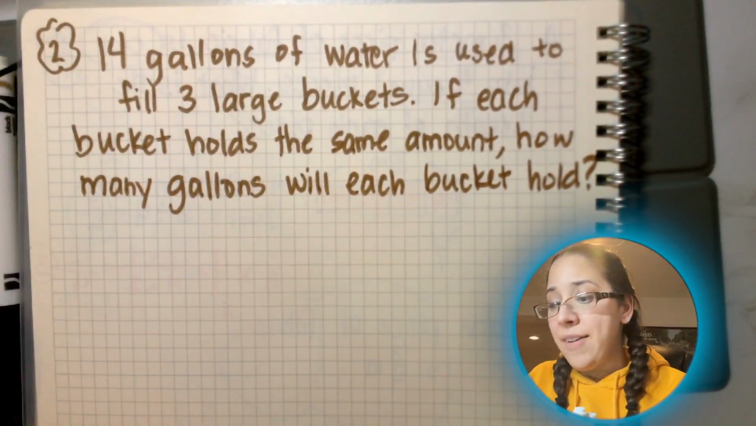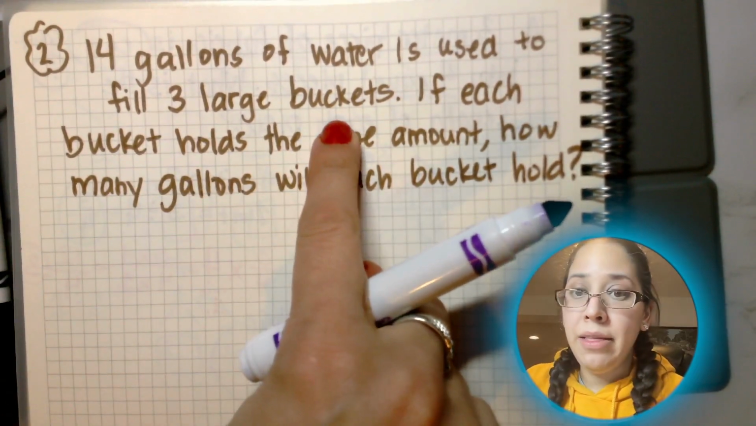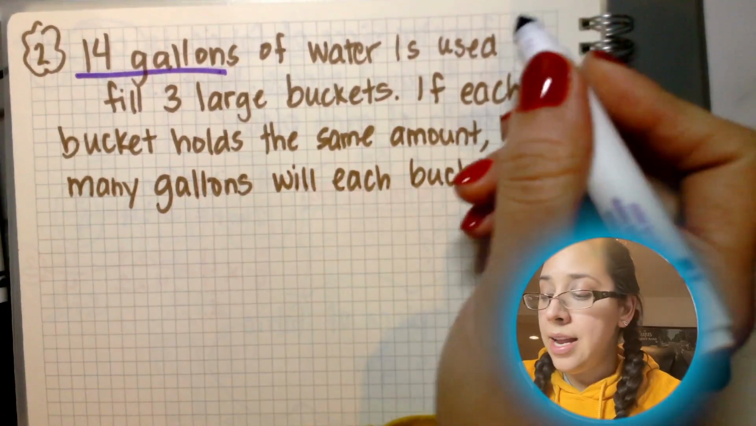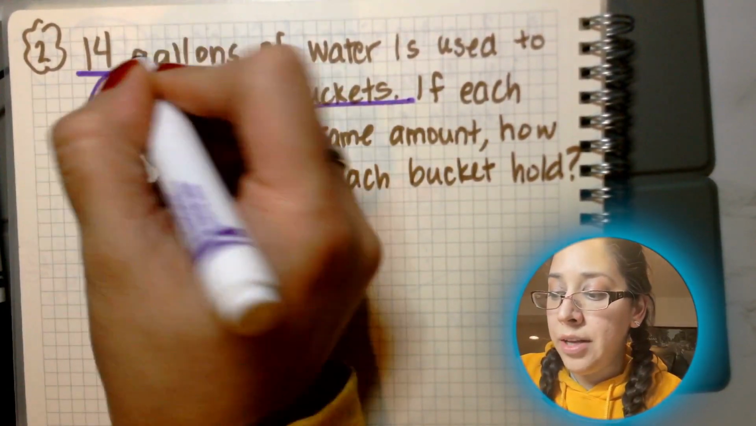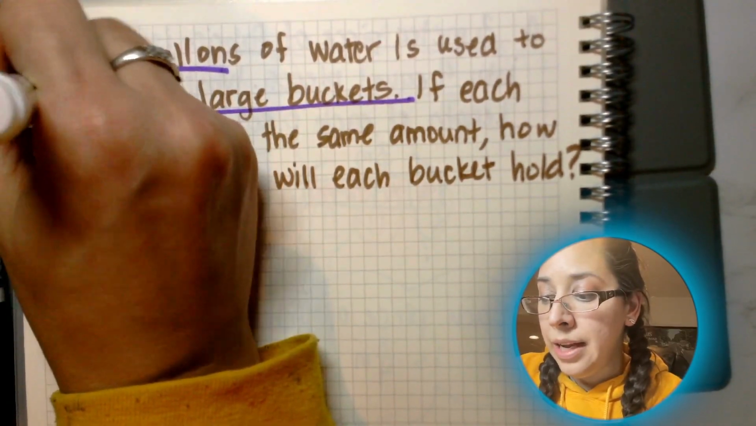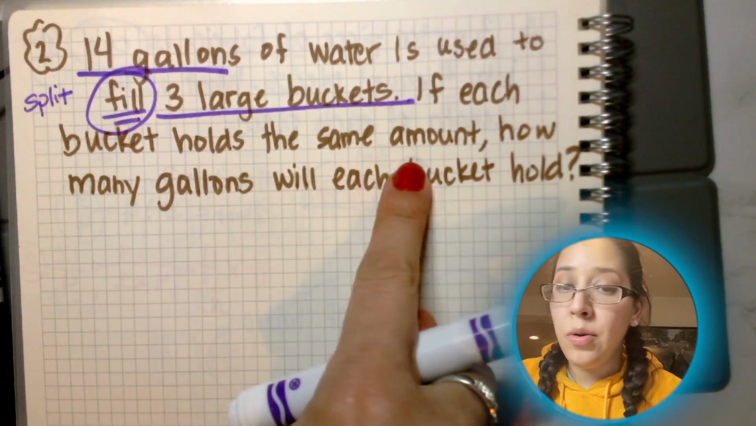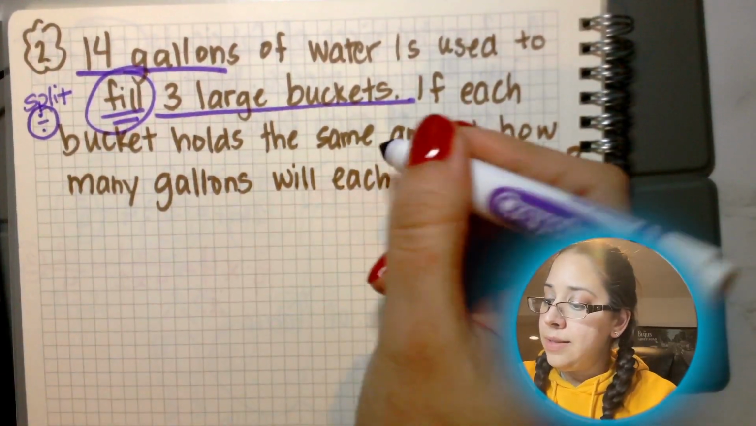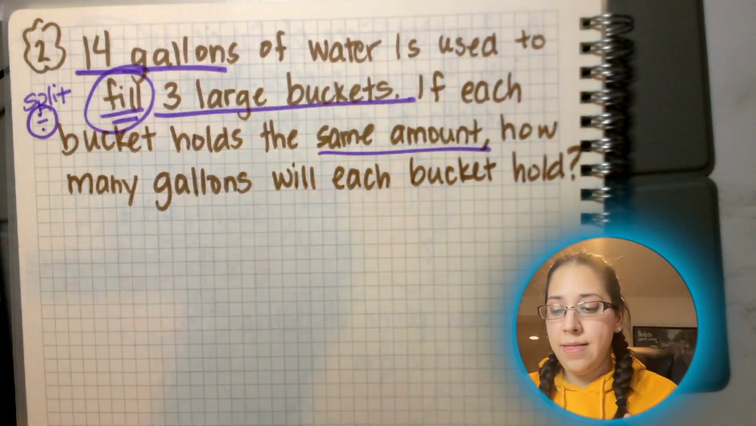All right, for this one, I've got 14 gallons of water, and it's used to fill 3 large buckets. So here I know I'm starting with 14, and I'm going to fill this. Again, this fill clues me in that I'm splitting it. And since each bucket holds the same amount, I'm going to divide. Okay, same amount. Those are your clues that you're going to split it evenly.